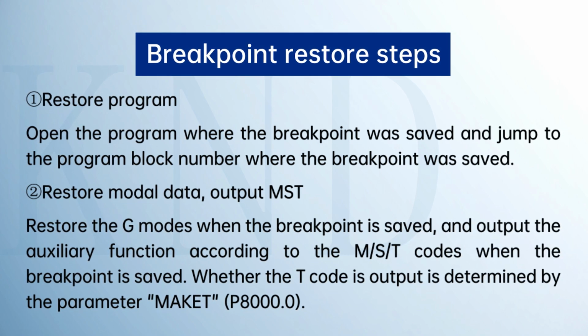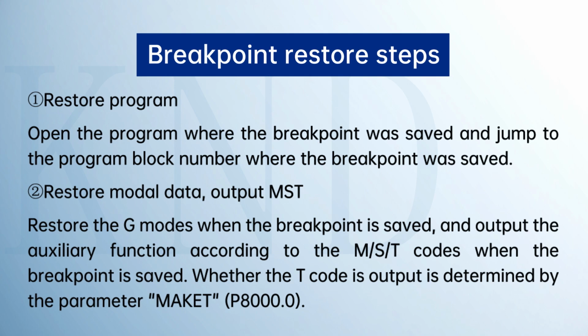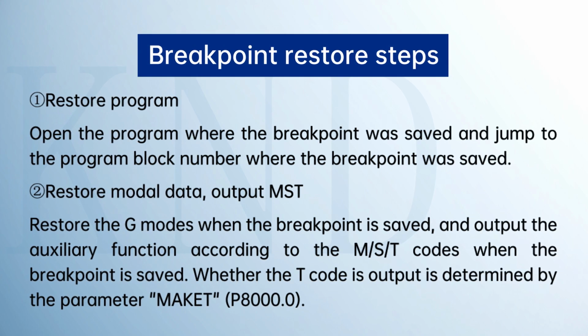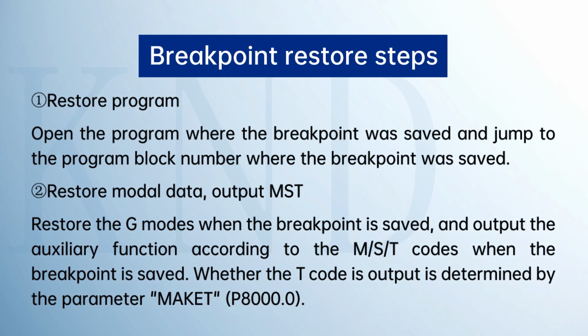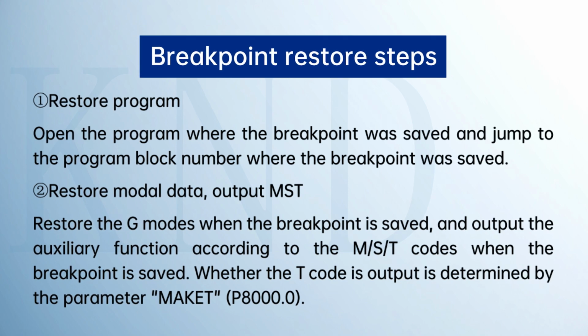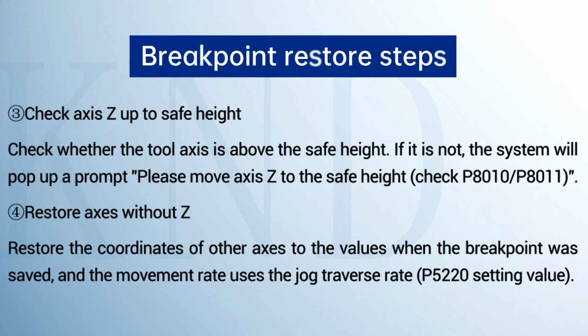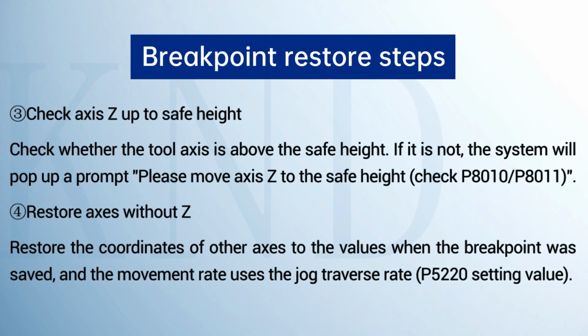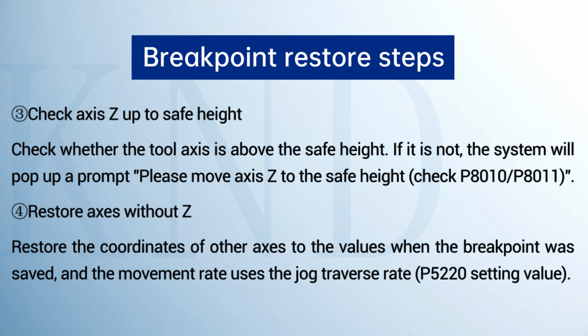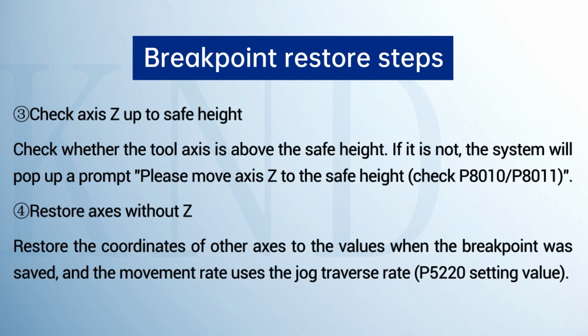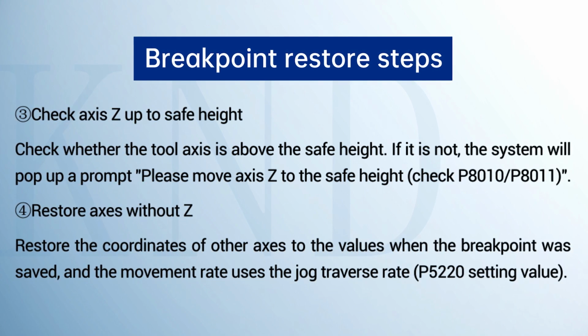Restore the G modes when the breakpoint is saved, and output the auxiliary function according to the M or S or T codes when the breakpoint is saved. Whether the T code is output is determined by the parameter MAC at P8000.0. 3. Check axis Z up to safe height. Check whether the tool axis is above the safe height. If it is not, the system will pop up a prompt: please move axis Z to the safe height.